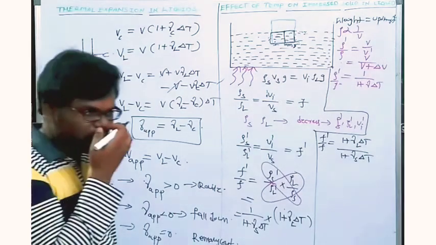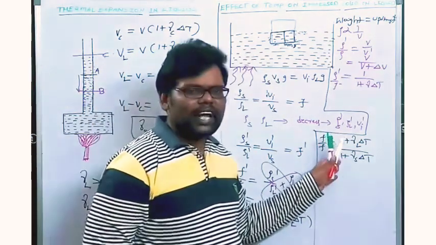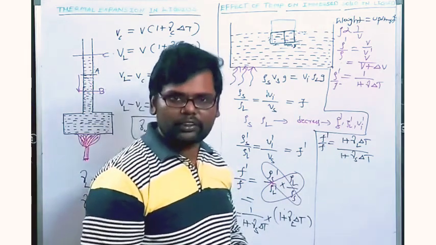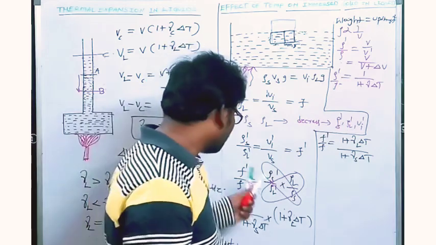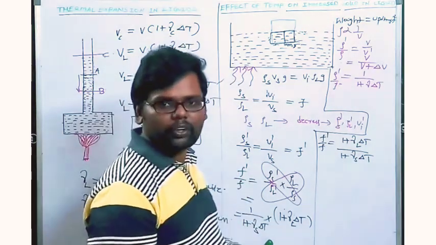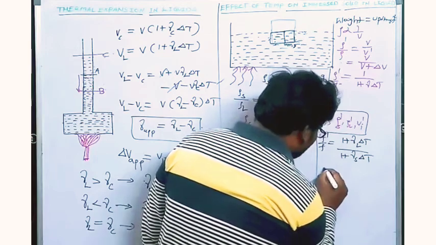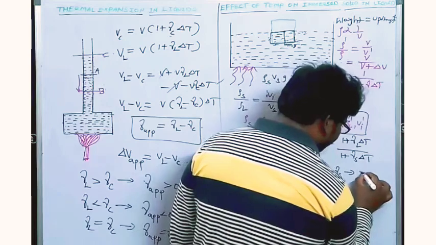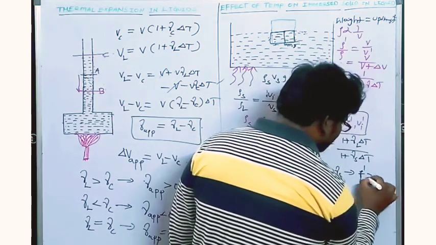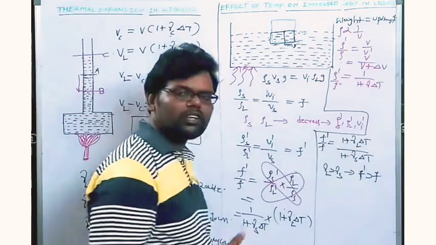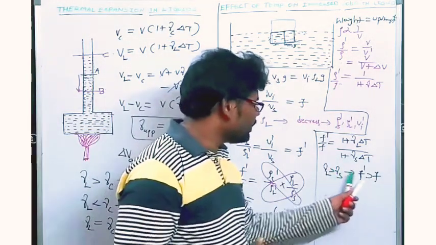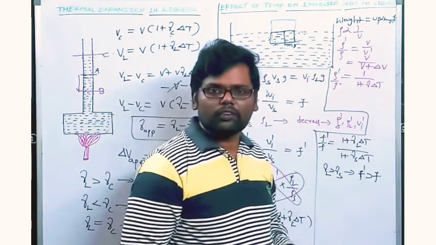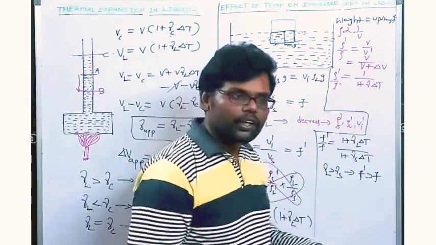So based on this situation, the fraction may increase, decrease, or remain constant, based on this F dash by F value, right? Now if gamma L is greater than gamma S, then F dash is greater than F. What is the meaning of this? The fraction of immersed solid will increase. Fraction of immersed solid will be increased, right?